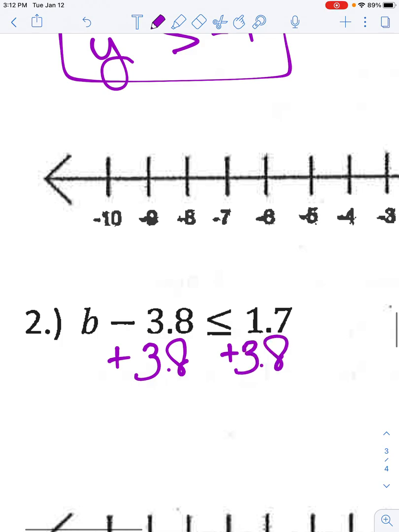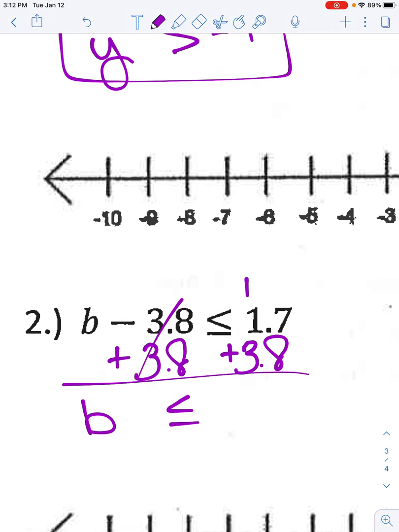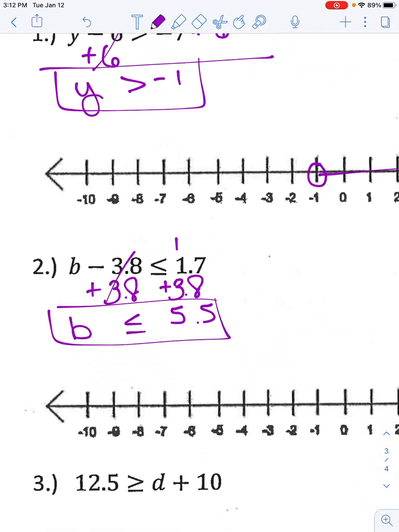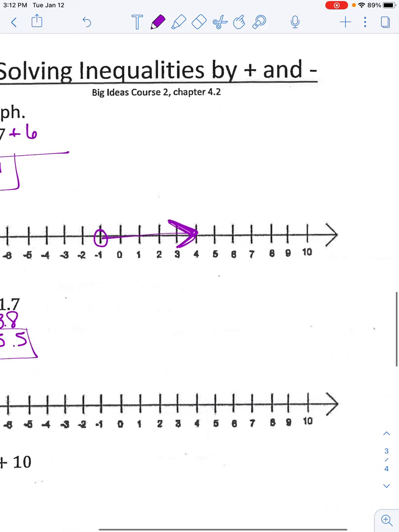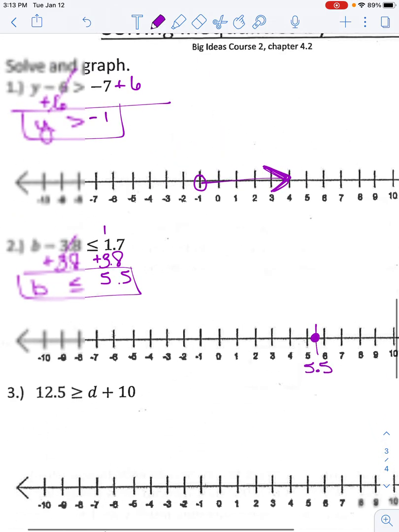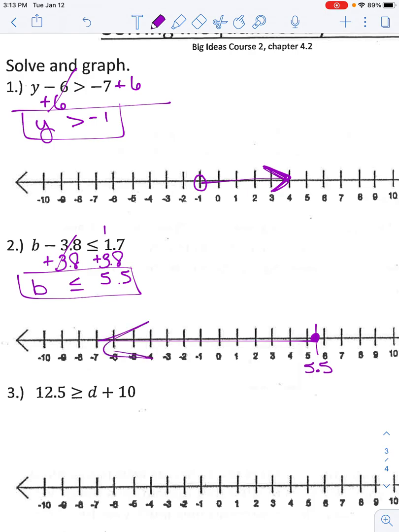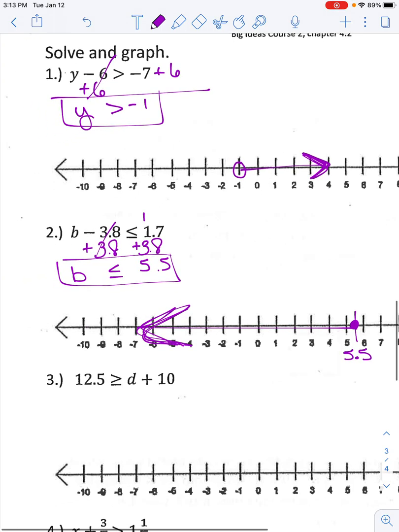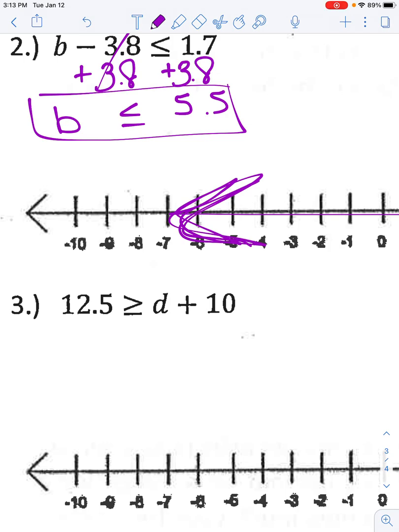b minus 3 8/10, the inverse would be adding 3 8/10 to both sides. Show your cancellation, bring down the b, less than or equal to, solve on the right. We have b is less than or equal to 5.5. Find 5.5 on the number line. Since it's not there, we need to label it. It's less than or equal to, meaning we could include 5.5 in our solution, and it's all numbers less than that, so it's going to point to the left. Closed circle pointing to the left.